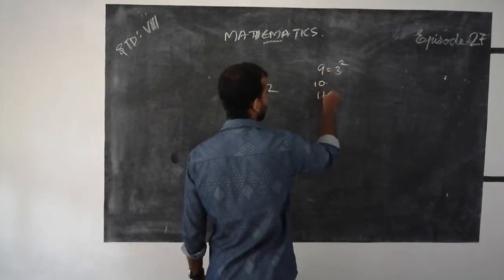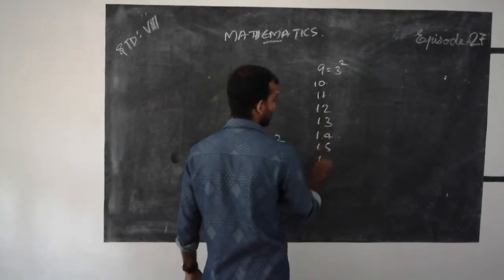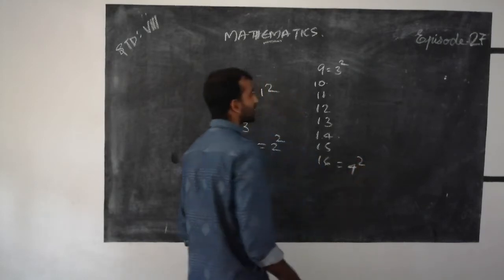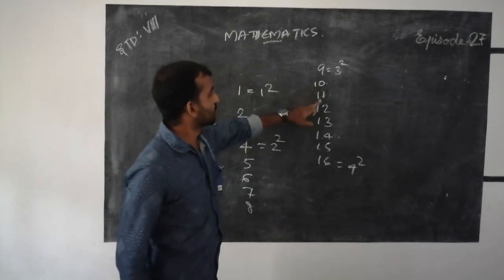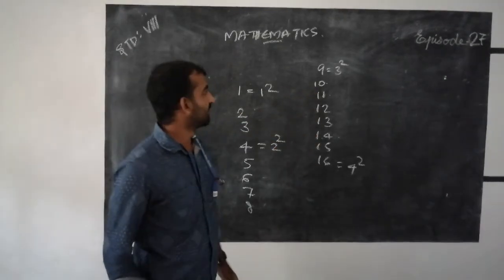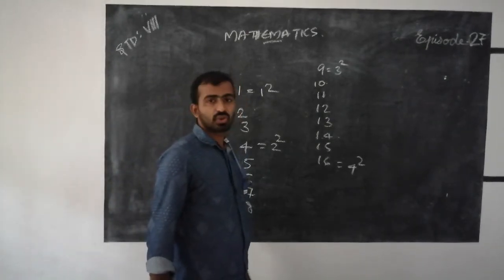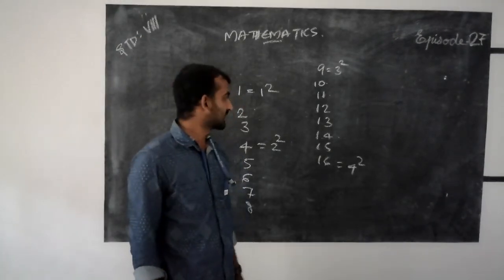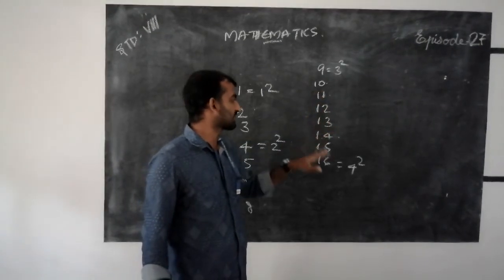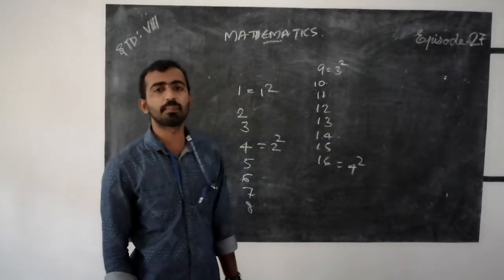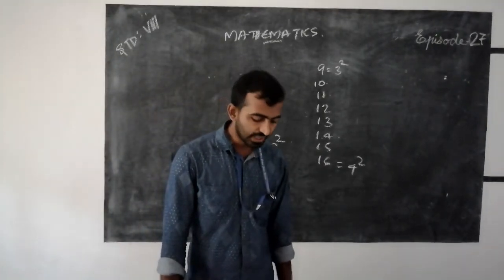10 is not, 11 is not, 12 is not, 13 is not, 14 is not, 15 is not, 16. We can write 4 square. Is it? Yes. That is 1, 2, 3, 4, 5, 6. When we check the square numbers 3 square and 4 square, that is 9 and 16, in between 9 and 16 there are 1, 2, 3, 4, 5, 6 non-square numbers existing.